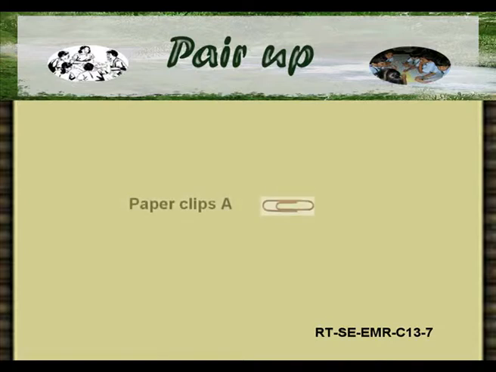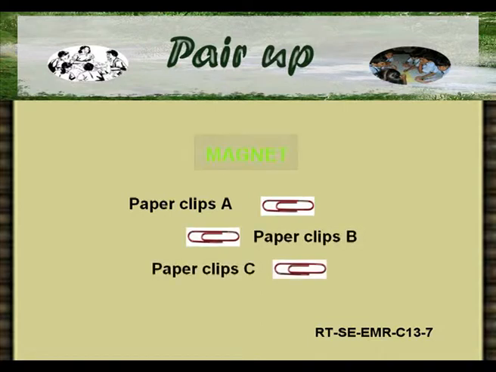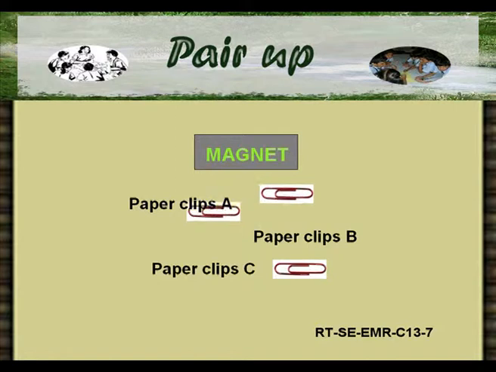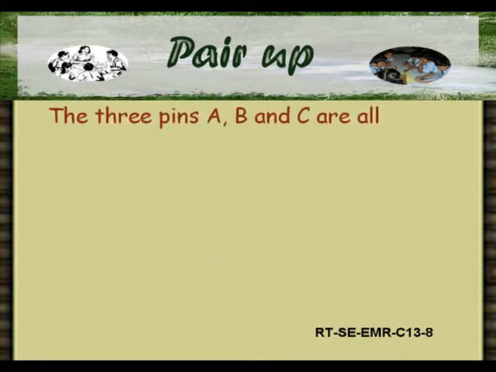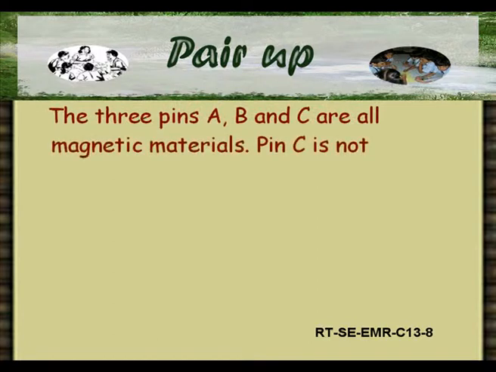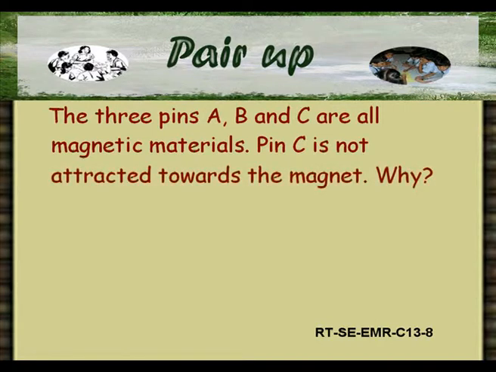Dear students, pair up with your friends and observe this. After observation, answer the following question. The three pins A, B, and C are all magnetic materials. Pin C is not attracted towards the magnet. Why?